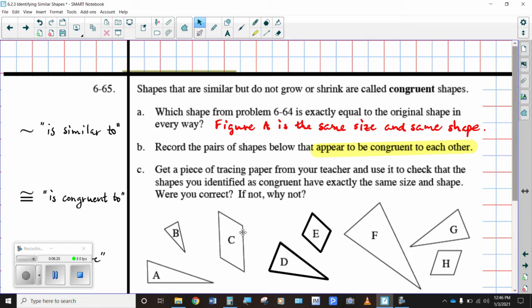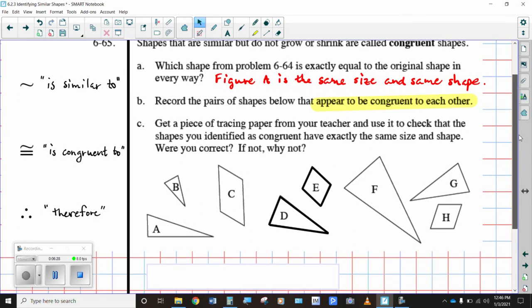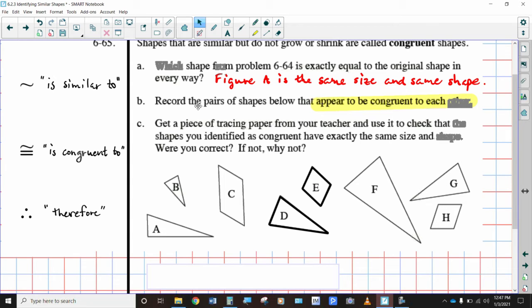Okay, so now we've got a whole new set of shapes down here. All right, record the pairs of shapes below that appear to be congruent to each other. So you've got triangles A, B, D, F, and G. Then you've got parallelograms C, E, and H. We are trying to find which ones are congruent to each other, so we're looking for the ones that are exactly the same size and exactly the same shape.